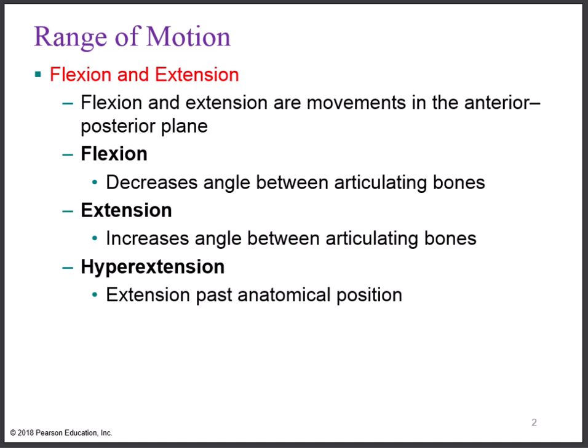Flexion, we're going to see when you look at the joint, the angle of the joint is going to decrease between the two bones that make up the joint, right? So it decreases the angle between the articulating bones. Now extension is the exact opposite. Extension increases the angle between the articulating bones, which are the bones of the joint. And then there's a type of extension called hyperextension, which moves the body part past the anatomical position.